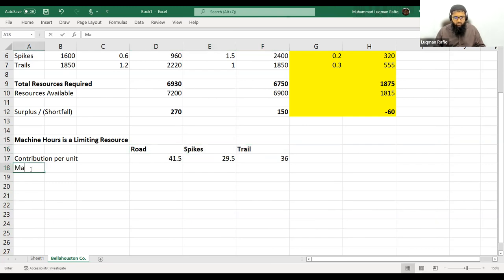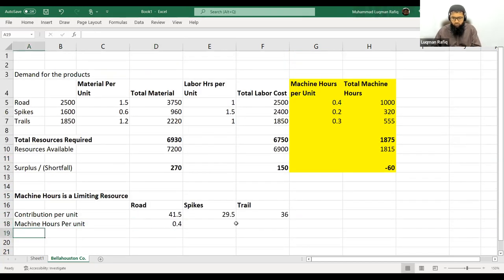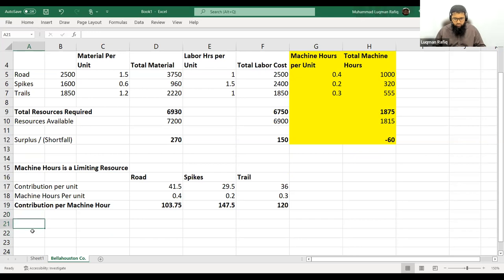We have the machine hours per unit. Then we need to calculate the contribution per machine hour. It's going to be this divided by this. Contribution per machine hour. If I do the rankings, I'm going to say this is first, this is second, and this is third.